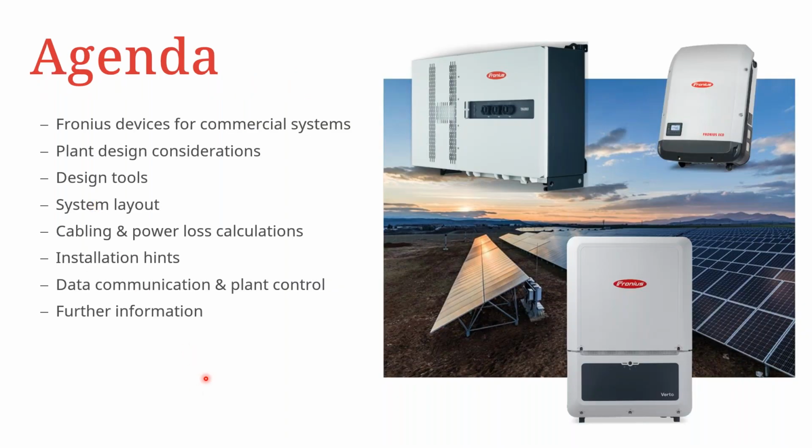In our agenda today, we are going to discuss a few topics. We will start with going through which Fronius devices are available for commercial systems. Then we look at plant design considerations. Then we look at design tools that can be used for commercial systems design, system layout, at which point Cyprian is going to take over, and cabling and power loss calculations, installation hints, as well as data communication and plant control. Then at the very end, we will give you further information.